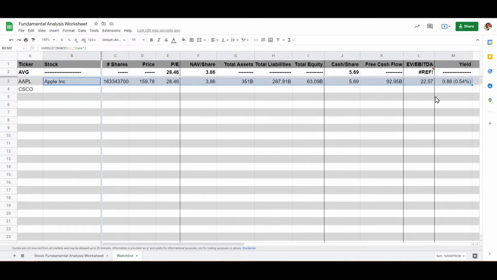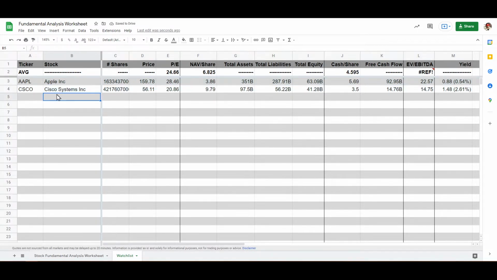But the beauty is if you select all of these cells like I just did and then come to the bottom right corner till you get that plus sign, click and hold and drag it down, then those numbers are going to generate into each of those cells. And then what you notice too is on this sheet, it's calculating an average on the PE, on the NAV per share, on the cash per share, and for some reason this isn't working, but on the enterprise value to EBITDA.